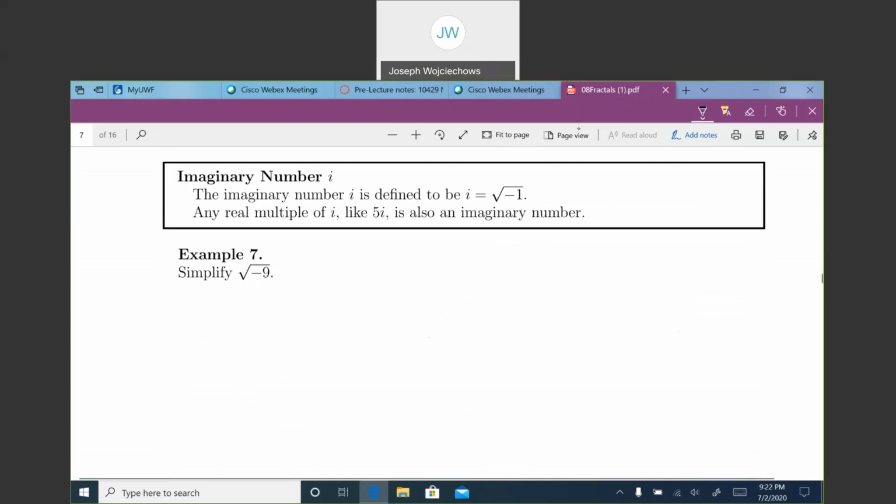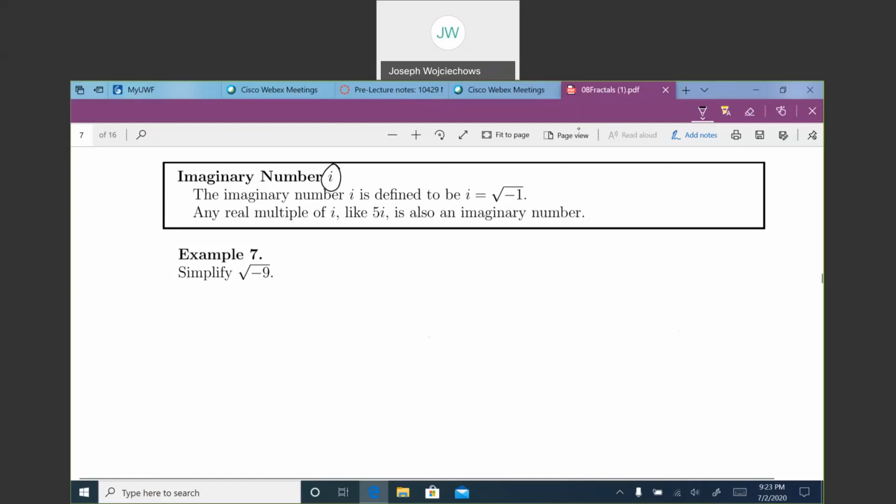So the next topic we cover in this chapter is imaginary number, which is denoted by an italic i. Imaginary number i is defined to be i equals the square root of -1. Any real multiple of i, like 5i, is also an imaginary number.